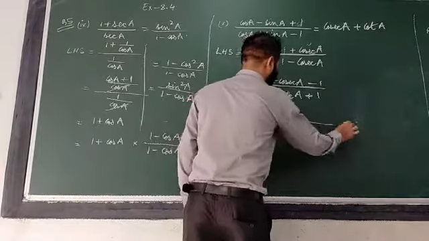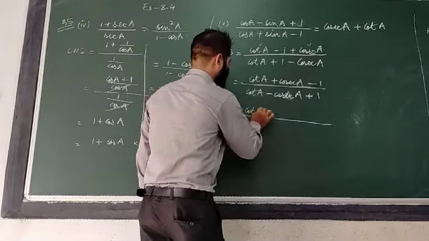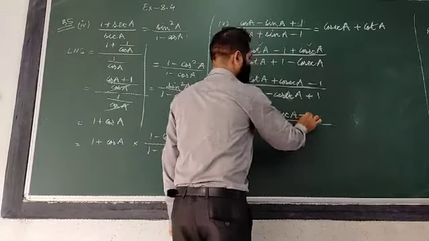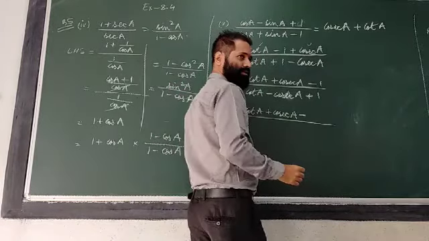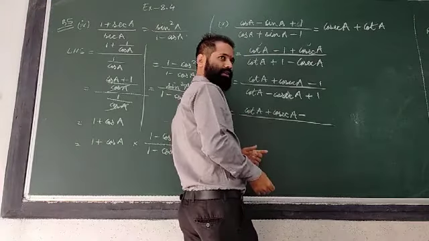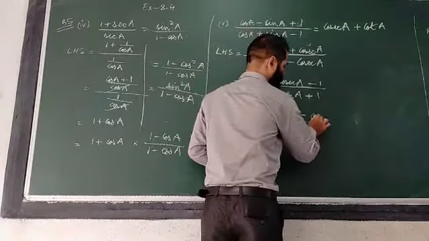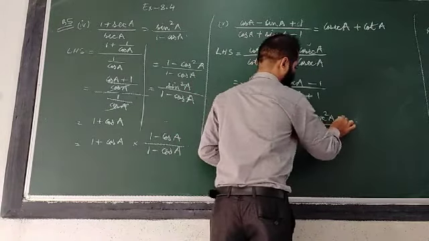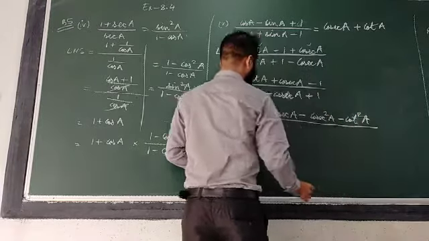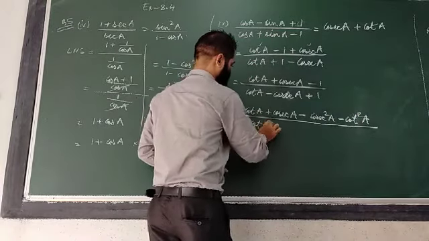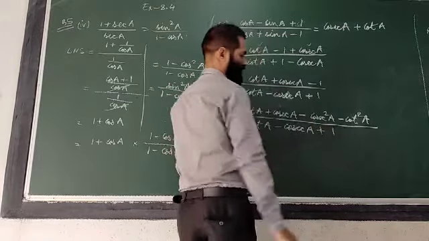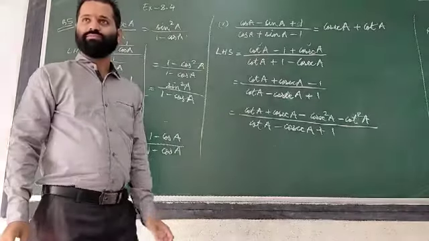So next step, I am writing cot A plus cosec A minus, and this is 1. So we will take a relation in which we will be having cot and cosec and that is equal to 1, and that is cosec square A minus cot square A. And this is cot A minus cosec A plus 1. So break. Is it clear to everyone?